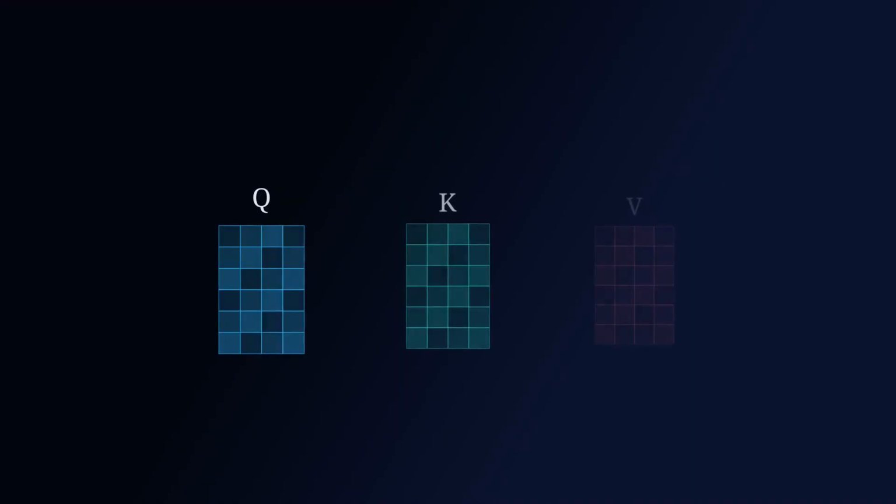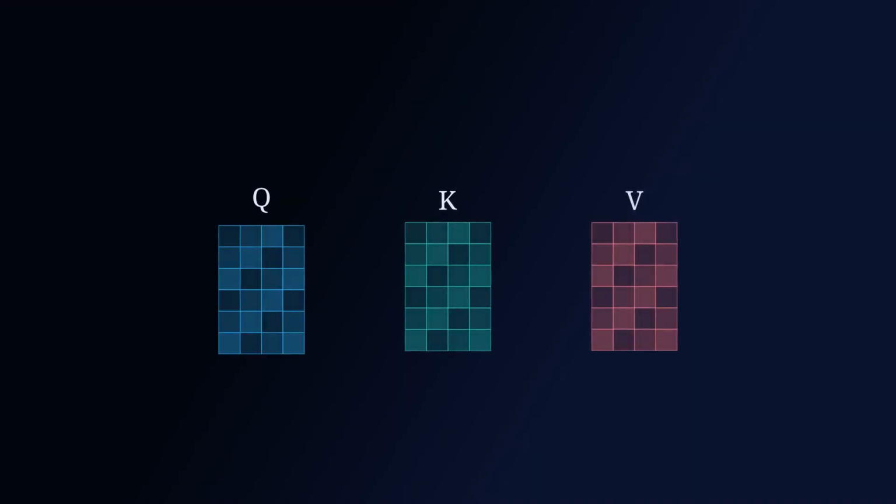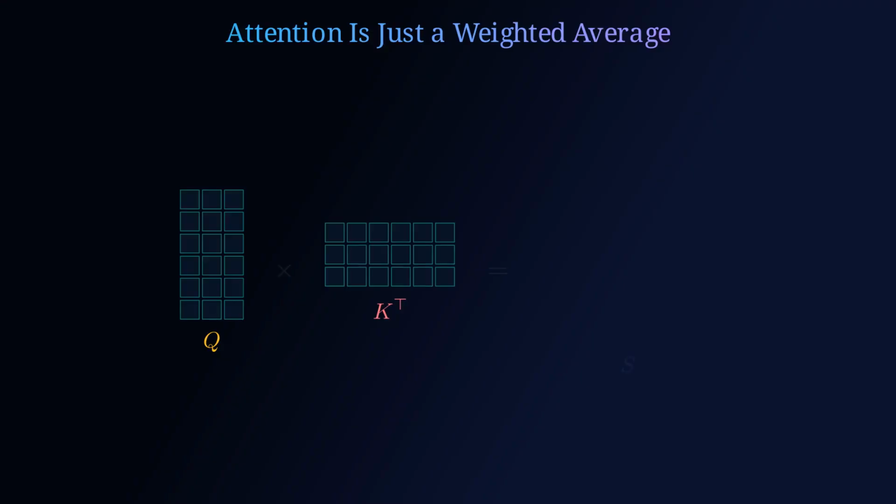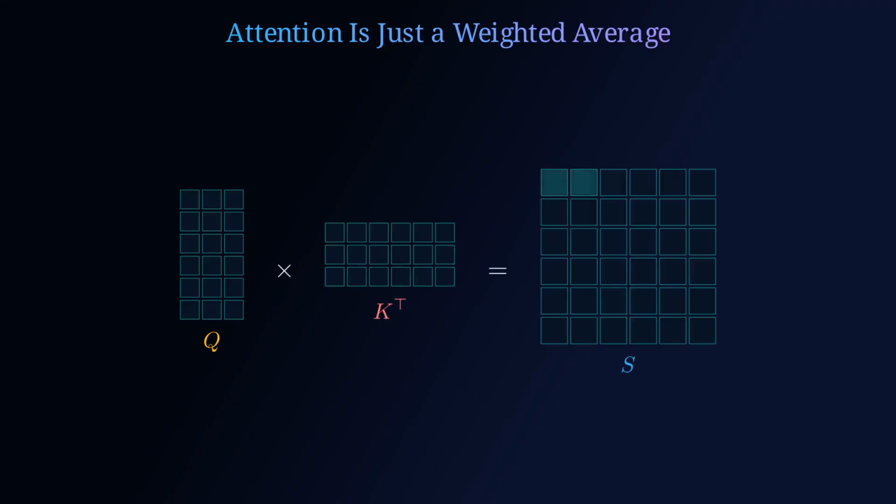The beauty of the design is that we can compute all of it at once with matrix multiplication. Let's see how the whole sentence's scores appear in a single step. Take the entire Q matrix and multiply it by the transpose of the K matrix. Transposing K just means flipping it so its keys line up as columns. The result is one big grid where every entry is a query dotted with a key.